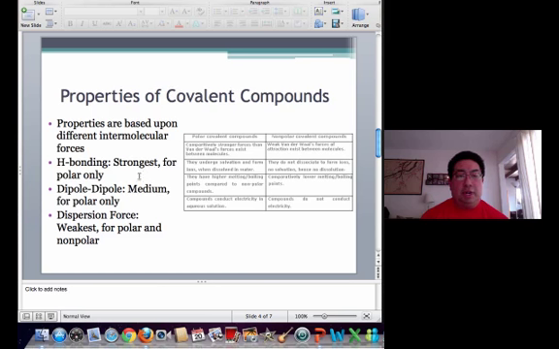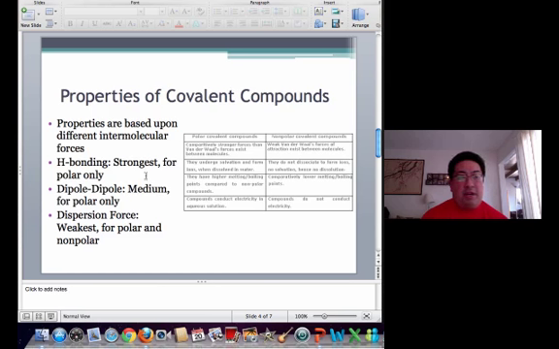There are three different kinds of intermolecular forces for covalent compounds. The strongest is hydrogen bonding, and this is something specific for polar compounds that contain H.